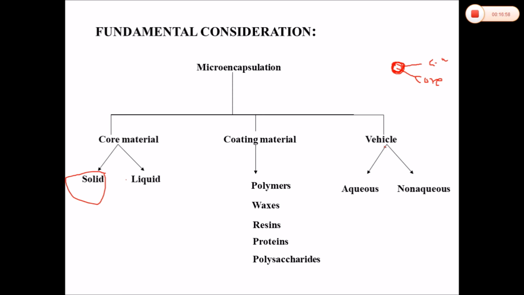And the vehicles that we are using, either aqueous vehicles or non-aqueous vehicles. So these are the fundamental considerations, means these are the things that we have to consider. And one of the important things that we have to consider in the microencapsulations is that once you formulate it, or once you provide the encapsulations, which type of final products will form.